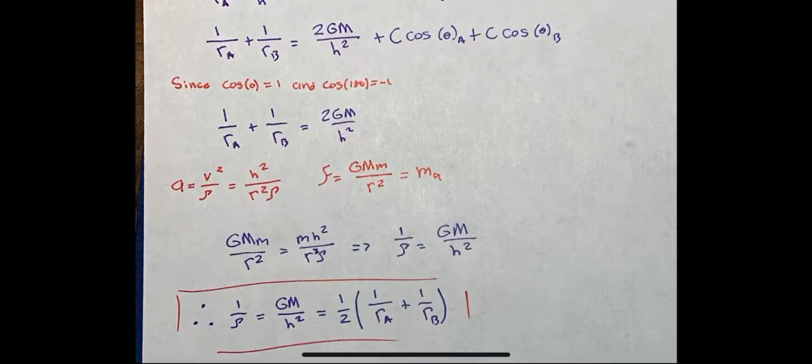And since we know the acceleration is equal to v squared over rho is equal to h squared over r squared rho, and f is equal to g of m, big M times little m over r squared is equal to ma, we can combine those equations and find that 1 over rho is equal to g of m over h squared. And combining that with the equation at the top, we find that 1 over rho is equal to 1/2 times RA plus RB.